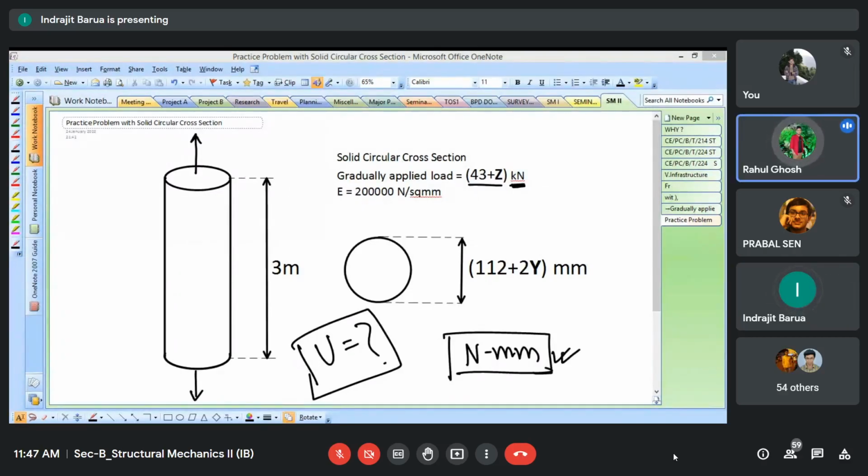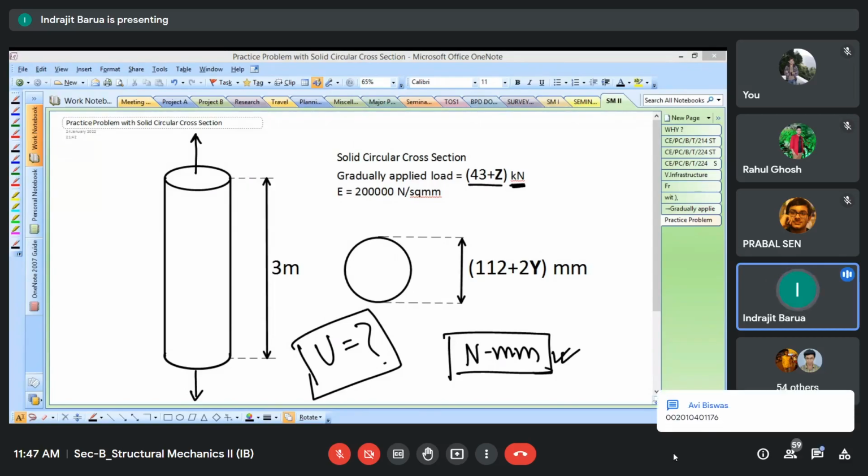Y is basically the last two digits of your roll number and Z is basically the serial number of each sheet, but in the practice sheet all the columns are there. As I repeat again, just put your x, y and z in your structural mechanics copy. Just put it, for the whole semester we will be using that.